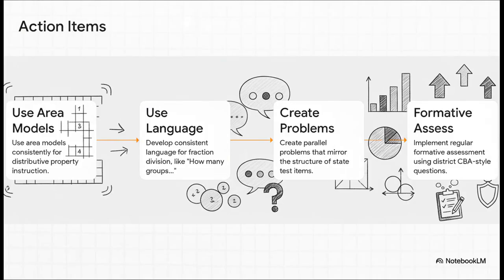Okay, here it is. Number 1, area models are now your best friend for the distributive property. Use them all the time. Number 2, get everyone using that consistent language for fraction division. How many groups of? It works. Number 3, start creating your own practice problems that look and feel just like the ones on the state test. And finally, number 4, use those district-level questions for quick, regular checks. Don't wait for the big test to see if they get it.